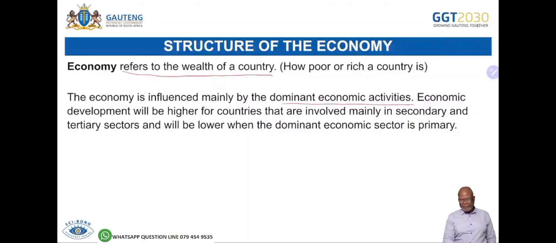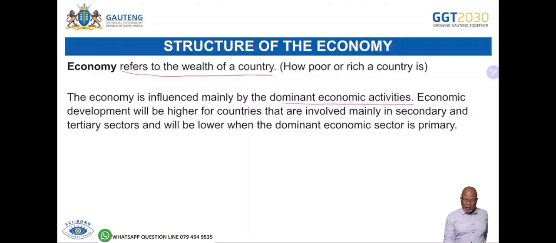What do we mean by that? Different sectors of the economy contribute differently because of the products and because of the services. Some sectors contribute more because of the high value of the products or the high value of the services that they sell. And other sectors contribute less because of the low value of the products and the low value of the services that they produce.